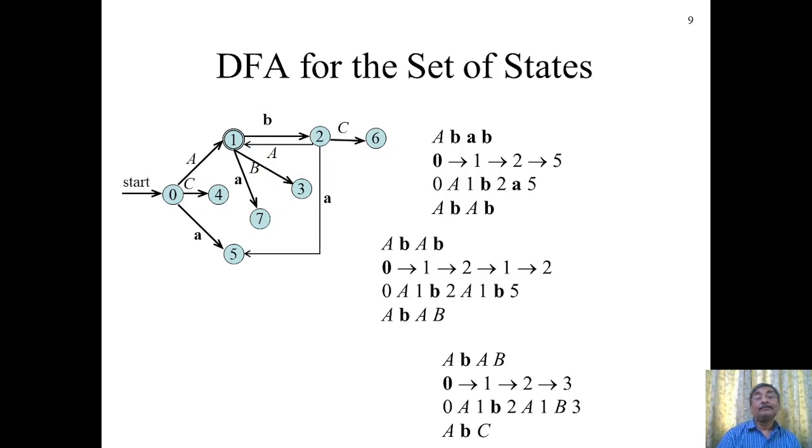And then here you see, if I get AB, then I come from 0 to 1 on A, 1 to 2 on B, 2 to 1 on A, and 1 to 2 again on B. And then this B is replaced by capital B. So I get AB, capital A, capital B. Now from here, I come from 0 to 1 by A, 1 on small b to 2, 2 on small a to 1, and then 1 on capital B to 3. So this is 0 A 1 B 2 A 1 B 3. There is one thing missing here: 0 1 2 1 3, right?